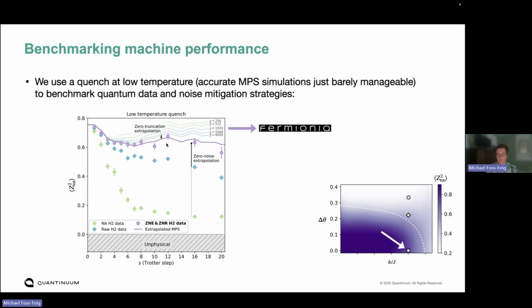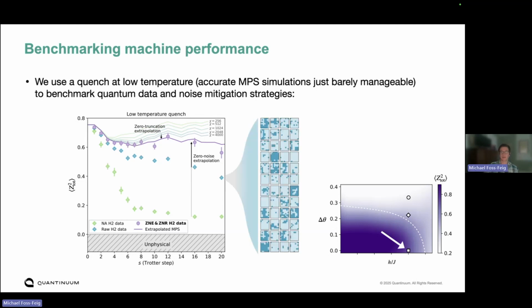After building some confidence in that, we went on to study this intermediate, more correlated regime. But I wanted to show you one more thing just because it's kind of cool. Before I move on, if you look even at the very latest times, out here at 20 Trotter steps, for context, these are circuits that involve between 2,000 and 3,000 gates. So they're extremely deep circuits with a lot of gates.